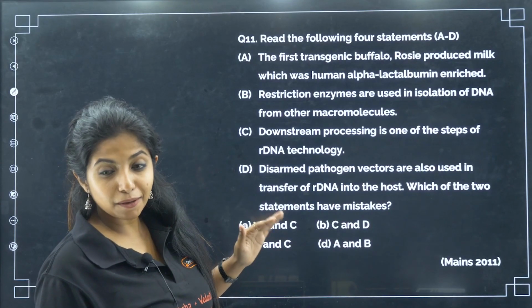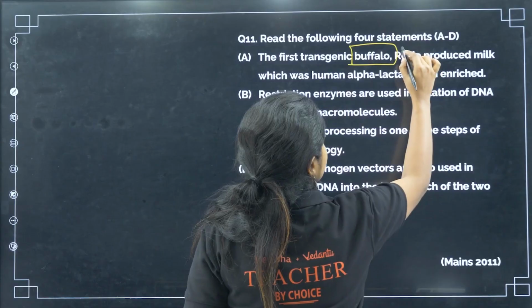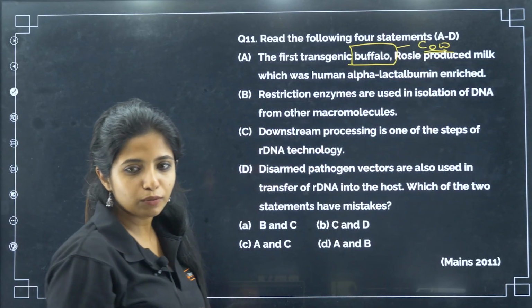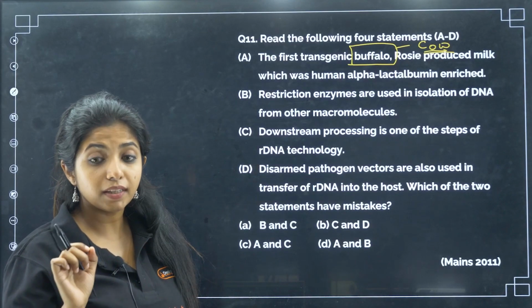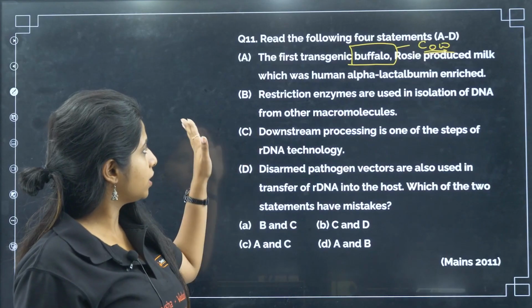And I see that a big mistake is there. It was not buffalo, my dear children. It was actually a cow. The cow's name was Rosie. You think how bad the cow might have felt. After putting the name Rosie, now you have changed the cow to buffalo. My God. So A is the thing that is wrong.